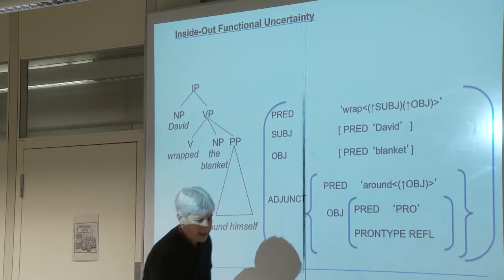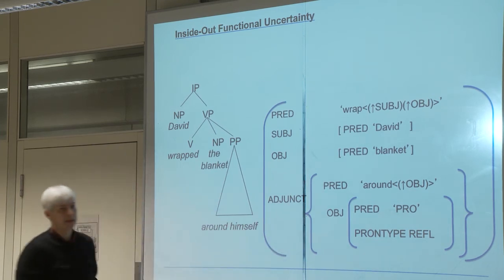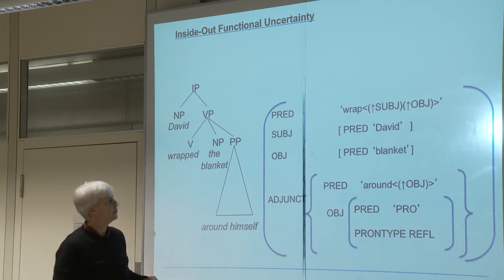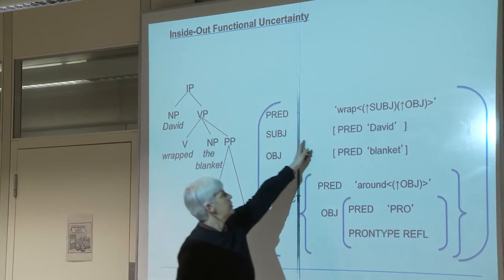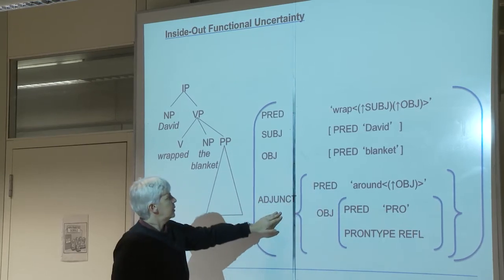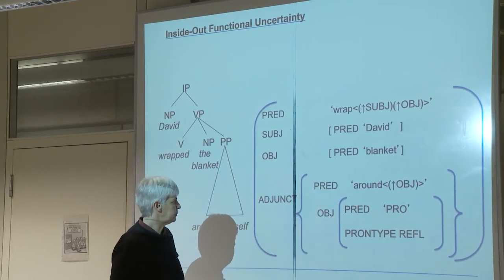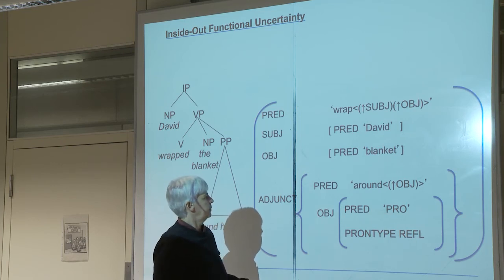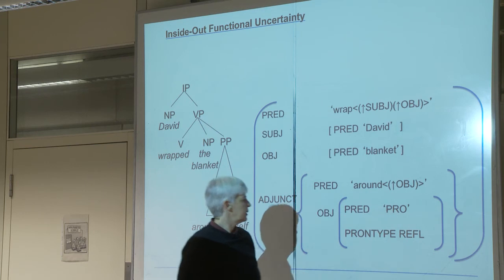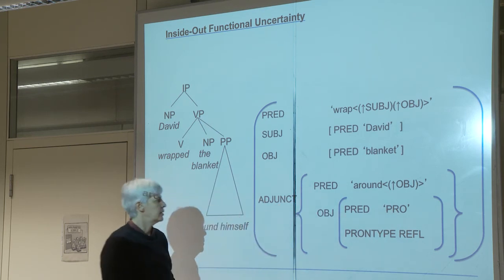Now let's look at anaphora. So here's the example that we had before, except now with David wrapped the blanket around himself. Here's the F structure for it. Wrap: subject David, object blanket, adjunct around himself. Around has an object, it's a semantic preposition, and here's the object.